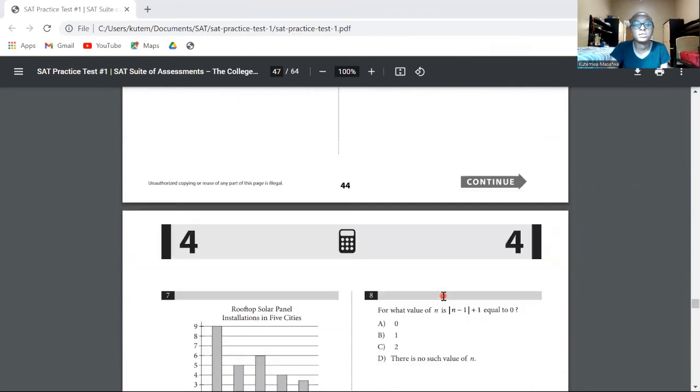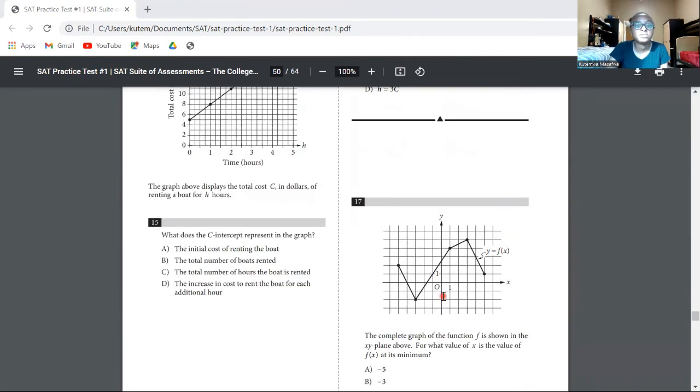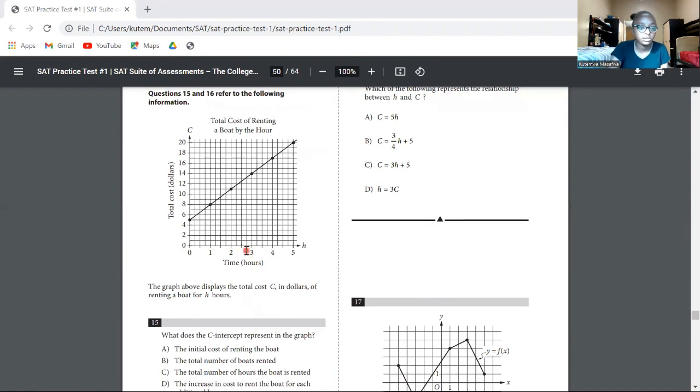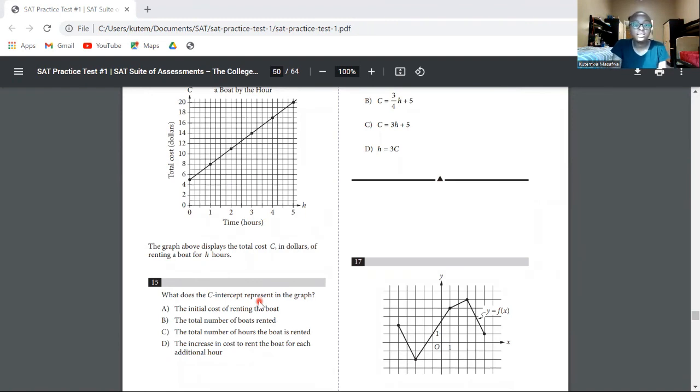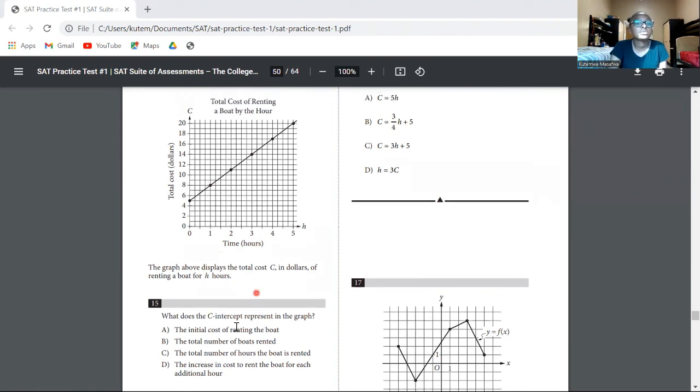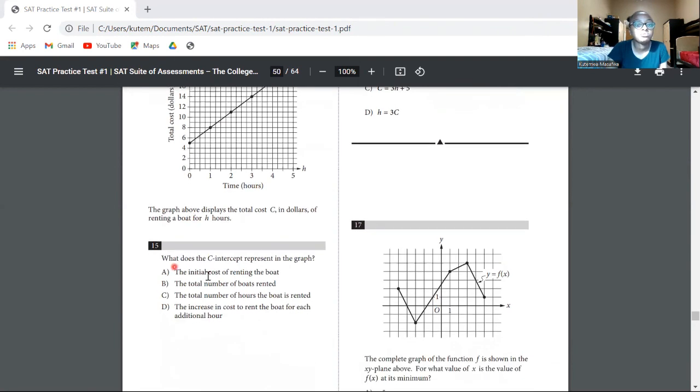So skip to calculator. And we will look at question 15, also coordinate geometry, but lines. It says, the graph displays the total cost C of dollars of renting a boat for 8 hours. And you have the line, and it asks, what does the C-intercept represent in the graph? Okay, so what is our C, total cost, the y-axis? So the C-intercept is our origin. Is our initial. Remember, when you see y-intercept, think initial. So what would it be? It would be the initial cost of renting the boat. So it's the cost before the hours start moving. So it's the base payment that you have to make before you can actually go out with the boat.